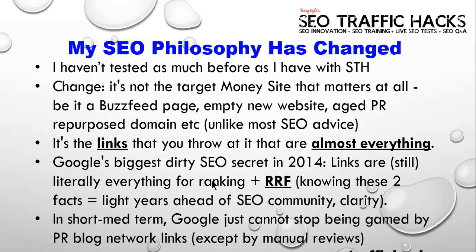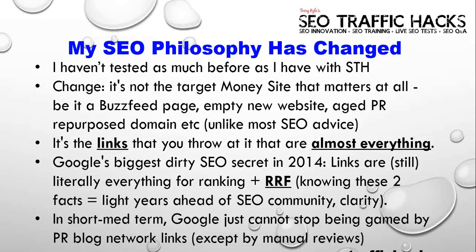The funny thing is that in the short to medium term, and that can vary by a pretty wide definition, it's obvious to me that Google just cannot stop being gamed by PR blog network links. And I'm going to talk about de-indexing and stuff in a minute. The only way they can really do it, from what I see, is through manual reviews, and they can obviously afford to employ a lot of people doing that, but I don't necessarily see a huge amount of evidence of manual intervention on the SERPs, except maybe on particular keywords like SEO and possibly things like payday loans and stuff like that.